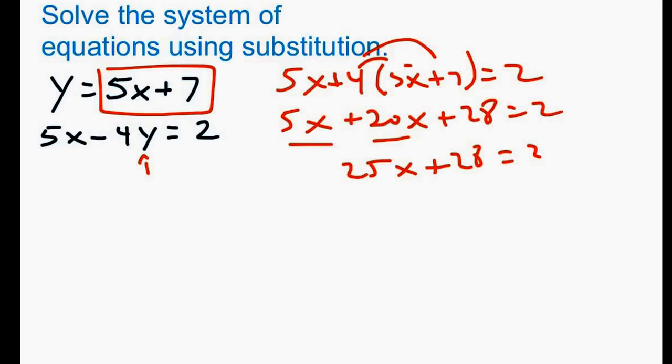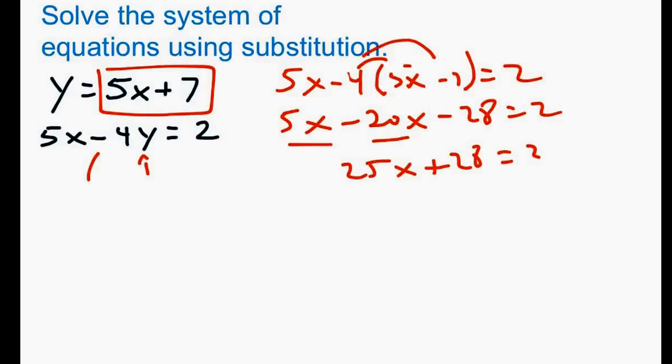Well, I just realized I wrote something down wrong. This was 5x minus 4y. I wrote a plus here, so let's just fix that. Should have been a minus. That should have been a minus, which would have made these negatives. And then this would be negative 15. This 5x minus 20x would be negative 15x. Alright, we're okay now.